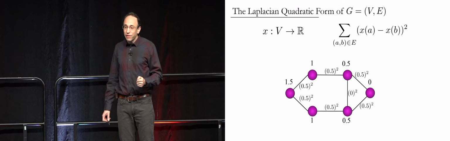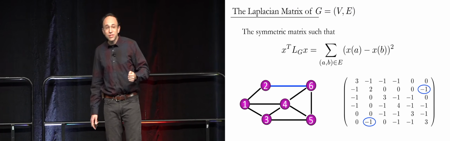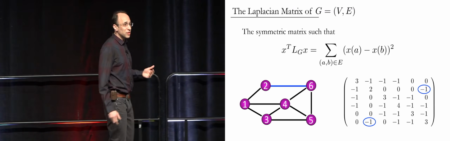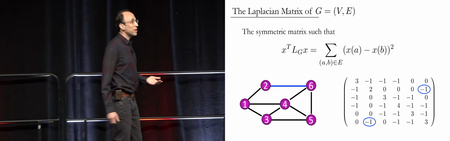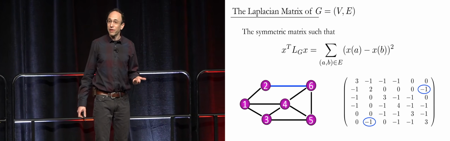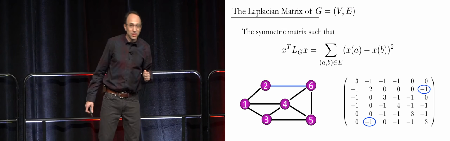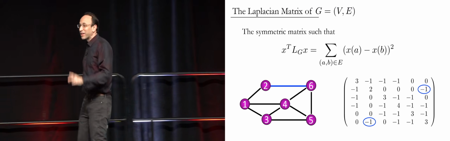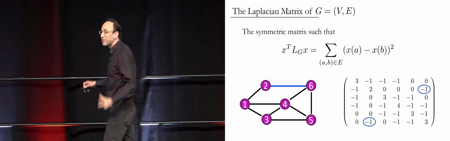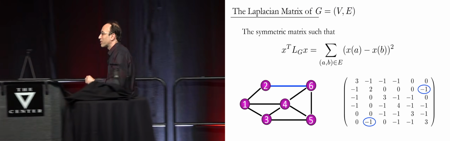Whenever you have a quadratic form, there is some symmetric matrix, let's call it L in this case for the Laplacian matrix, such that you can write that quadratic form as x transpose L x. That is the Laplacian matrix. And that is really the right way to define the Laplacian matrix. It is the symmetric matrix that realizes the Laplacian quadratic form.